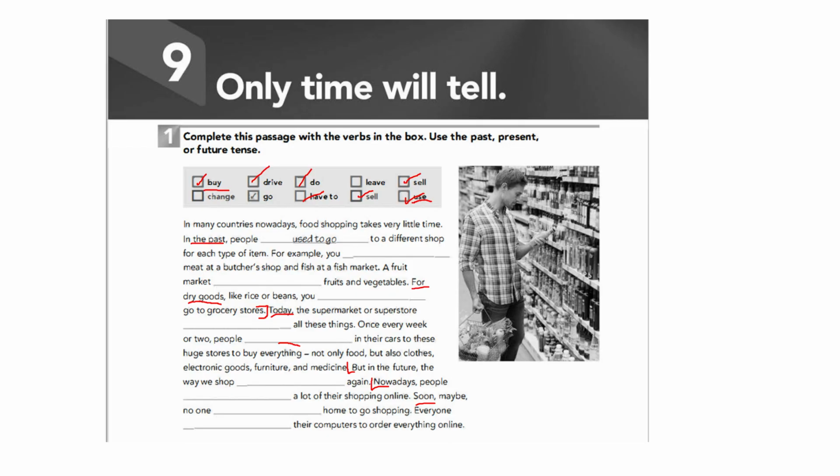Tell me, Johnny. So maybe no one will leave home to go shopping. Yes, soon. Soon is a reference of the future. Pronto. It's not present, it's future. And here we have maybe. Remember the class that we had like 2 weeks ago? When we have maybe and we are talking about the future, we have to use will, never going to. So soon, maybe, no one will leave home to go shopping. Everyone, blank space, their computers to order everything online.